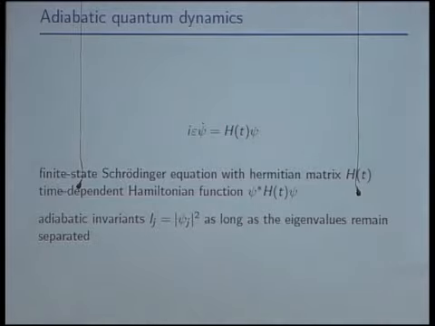And in this case, the adiabatic invariants corresponding to each of the eigenvalues of H of t are just given by the components of psi in the jth eigenspace. And they remain almost constant, again, as long as the eigenvalues remain separated, and then other effects appear.